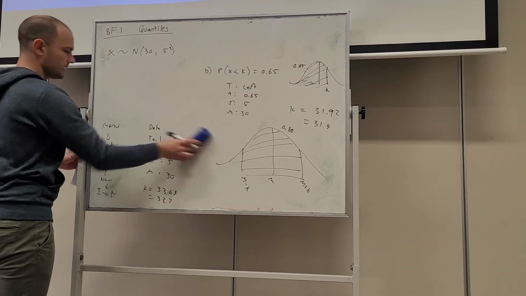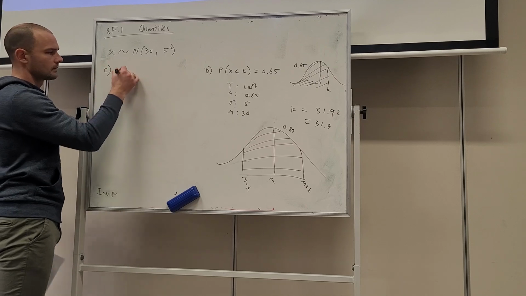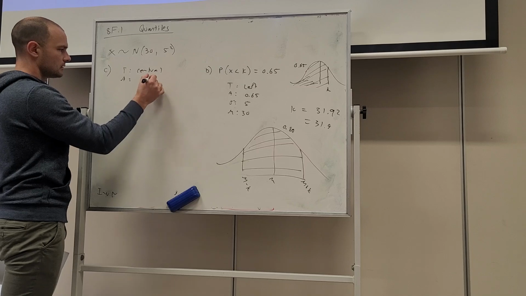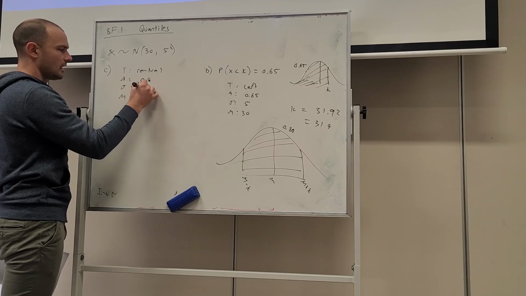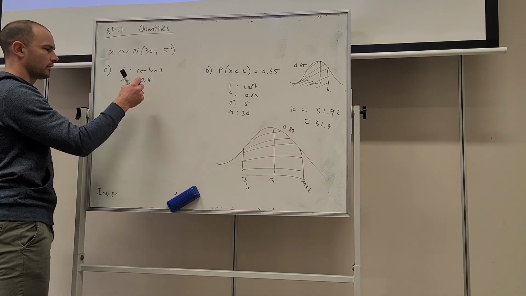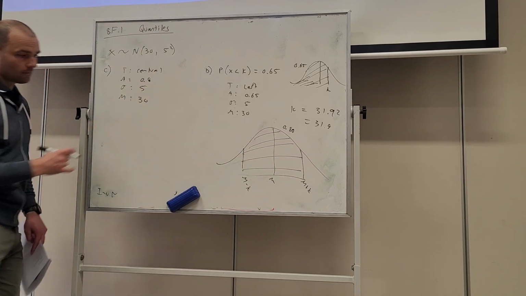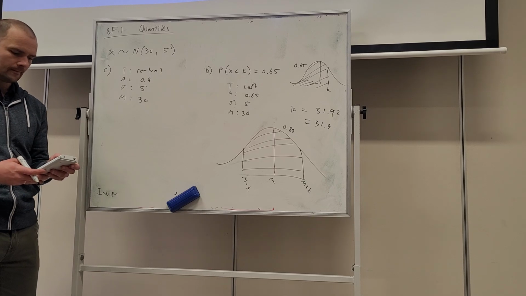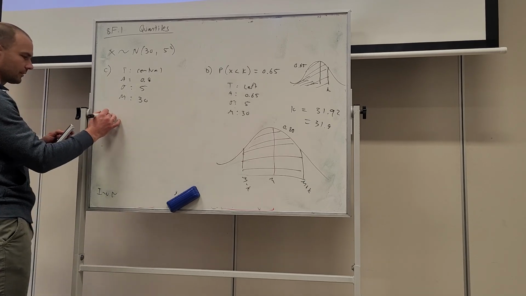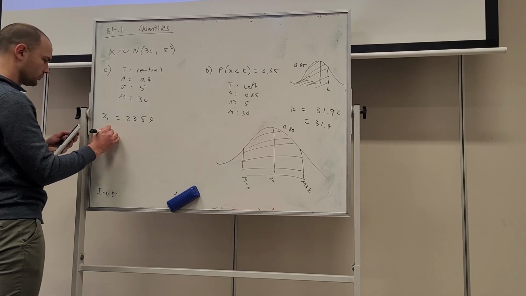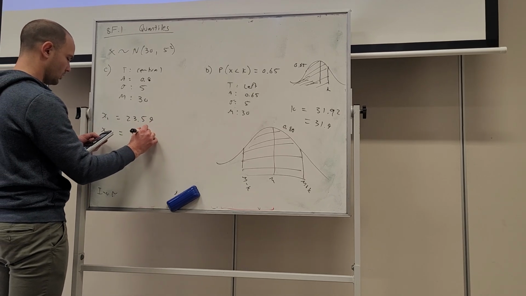So calculation C, tail is central, area is 0.8, standard deviation and mean remain the same. And we're going to get two values here. So I'll talk about what both of those mean. Standard deviation 5, mean of 30. Okay, I've got 23 points, so I've got x1, I've got 23.59, and x2, I've got 36.40.